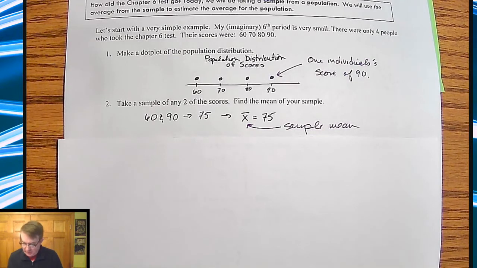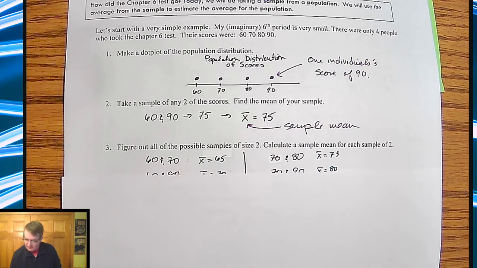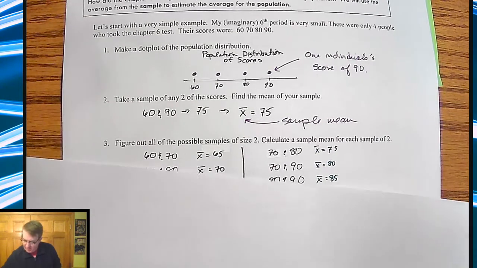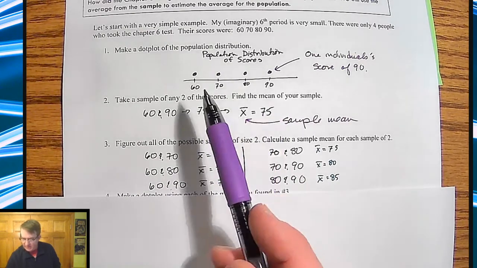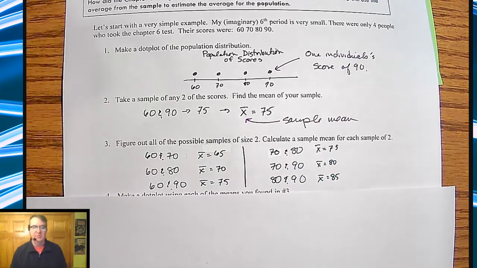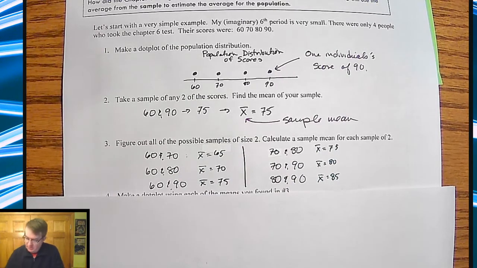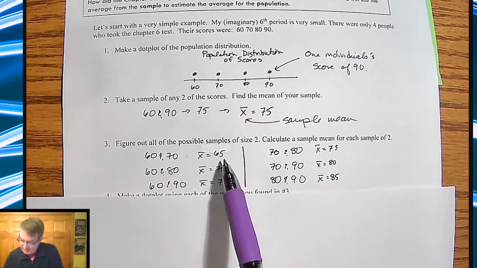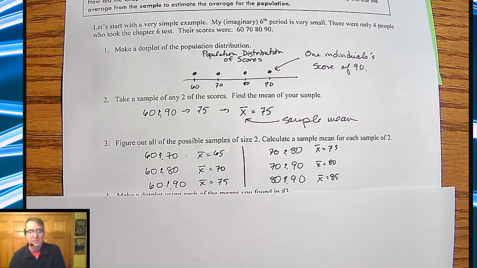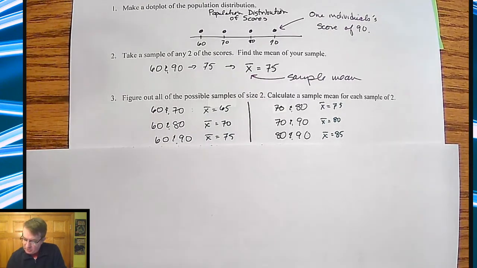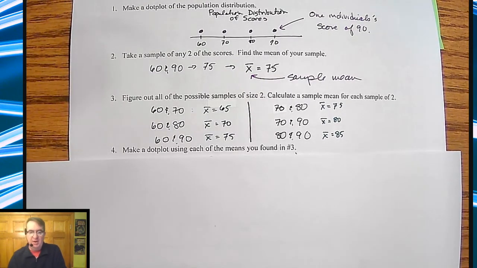And when we go through this, we're going to say what would be all the different possible combinations of things that we had there. So here, when you're doing this, come up with some sort of system. I did the lowest number, so I did 60 and 70, 60 and 80, 60 and 90, and then I went 70 and 80, et cetera, et cetera. So you're going to find the means of each of those. So here are my sample means. I have a sample mean of 65 and 70 and 75 and 75 and 80 and 85. So when you go through this, you're going to make a dot plot of that.